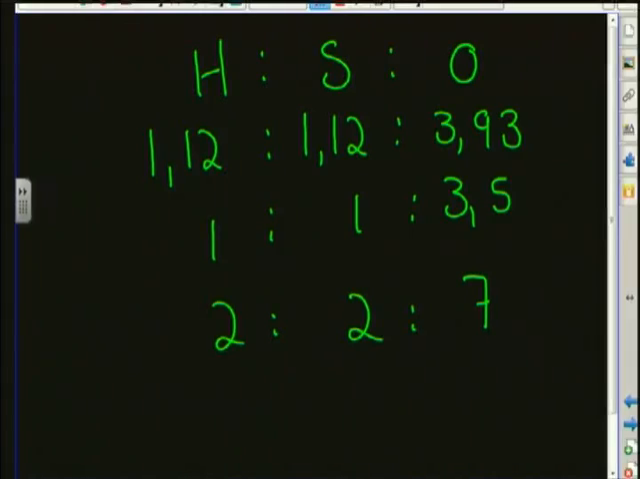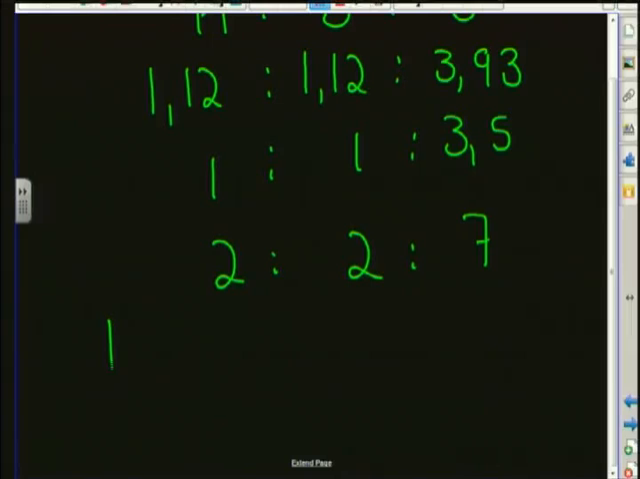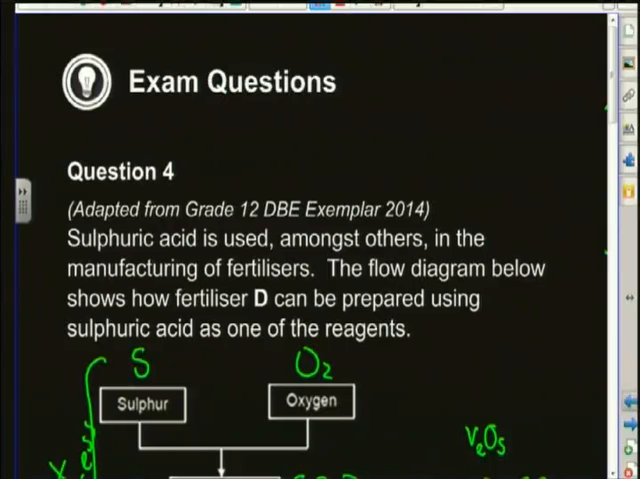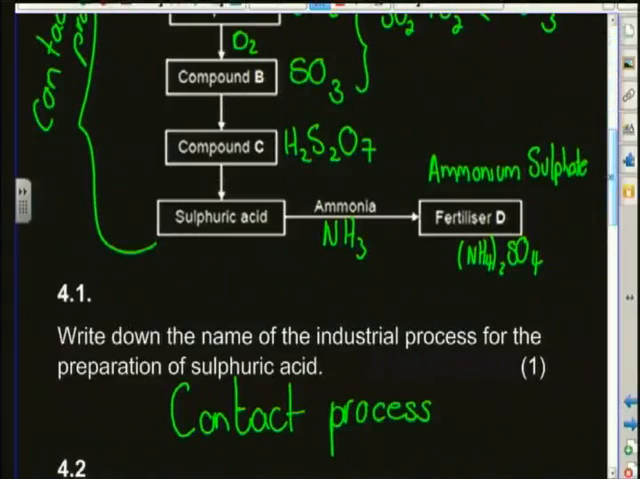I need to get the smallest ratio of the atoms to each other as a whole number. It's really, really important here. It's got to be a whole number. So what does that mean? That means that when I write this as a formula, I have H2S2O7. Now let's go back to when we first looked at this. Didn't I tell you that compound C was H2S2O7? You've just worked it out again.